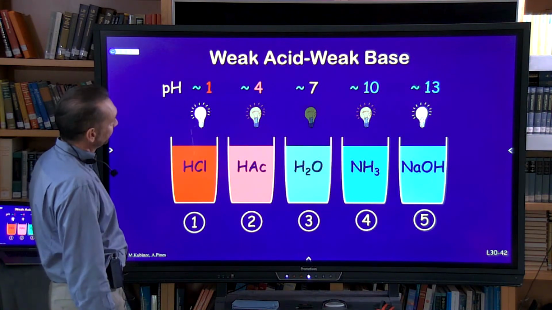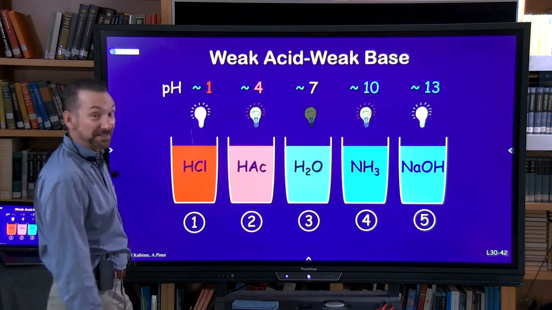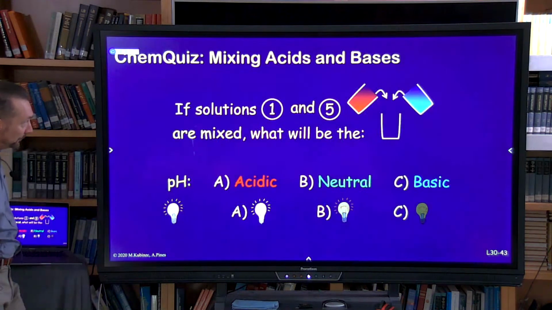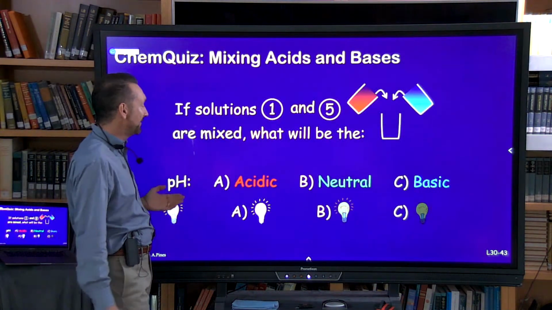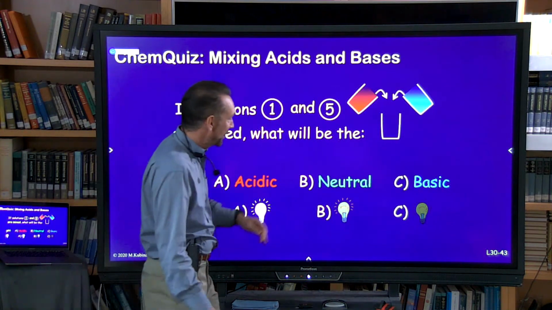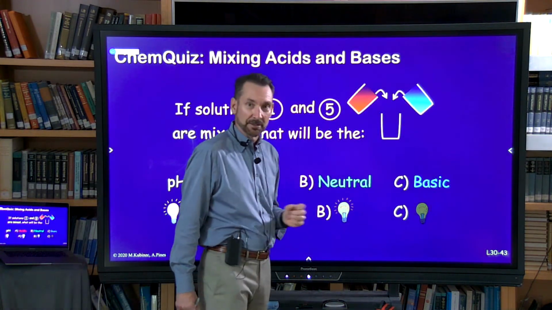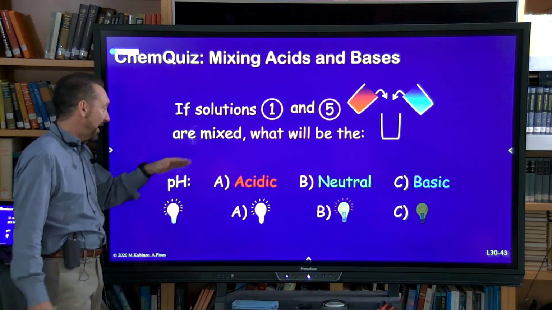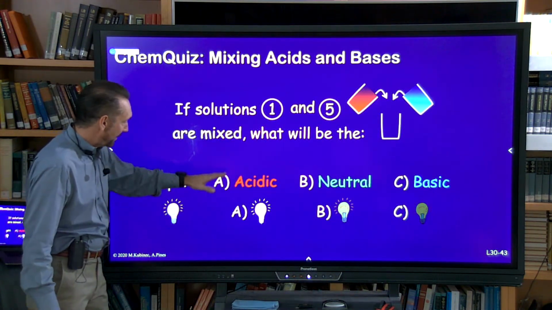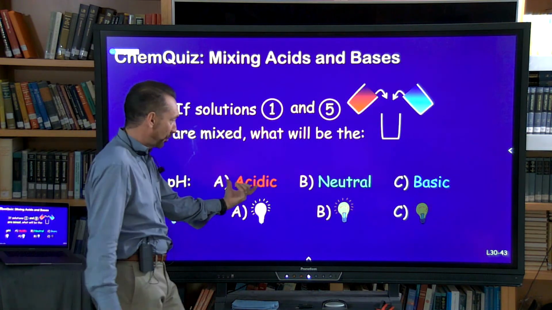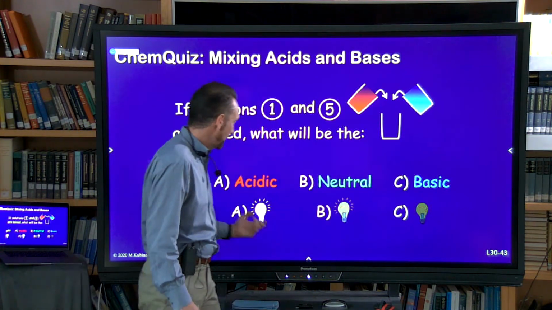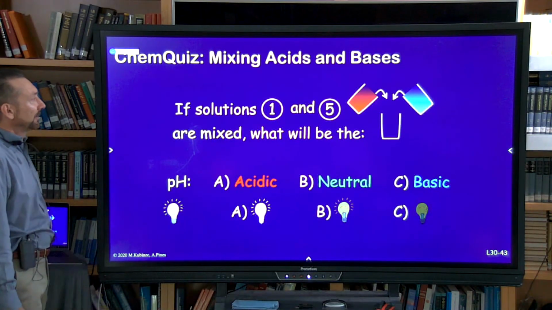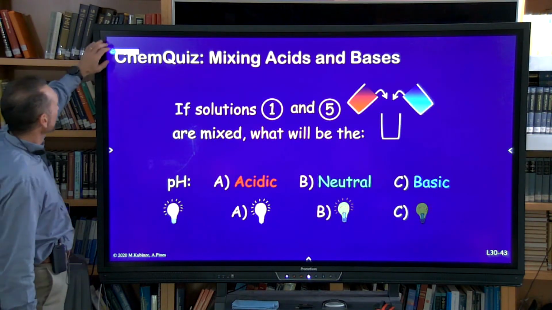So let's mix them together. Let's take solutions 1 and 5 and mix, and let's ask what is the pH at the end and what is the light at the end. So I have 3 options. Just the qualitative, is it acidic, neutral, or basic? Bright light, dim light, no light. Let's talk about that for a second, and we'll take a vote.